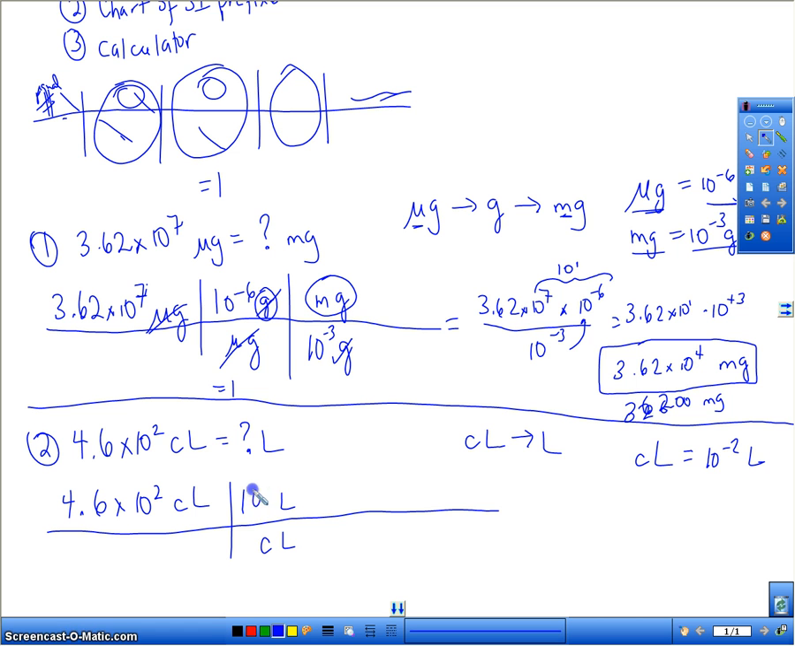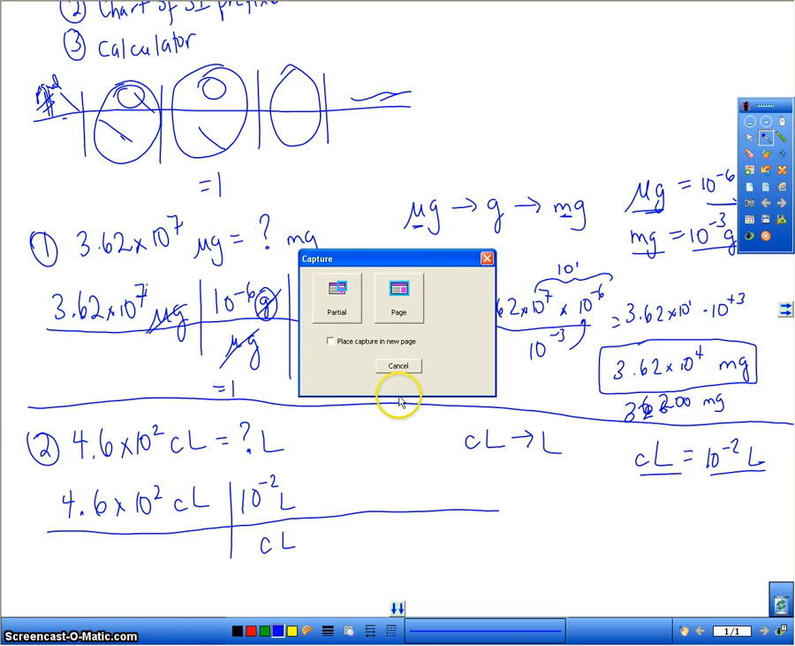So I'm going to place 10 to the minus 2. Since I put the centi on the bottom, I'm going to put the 10 to the minus 2 on the top. I actually don't need all of this line.